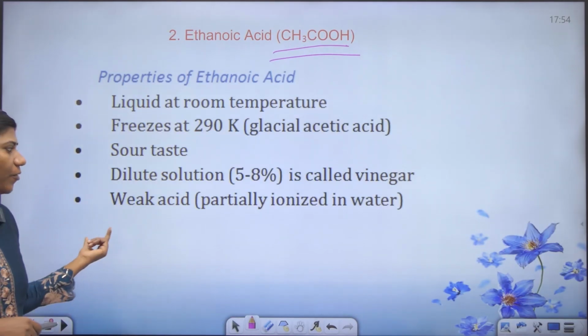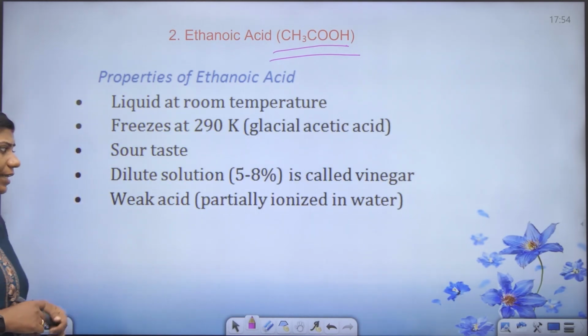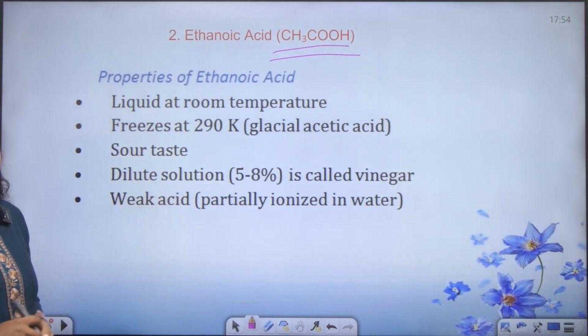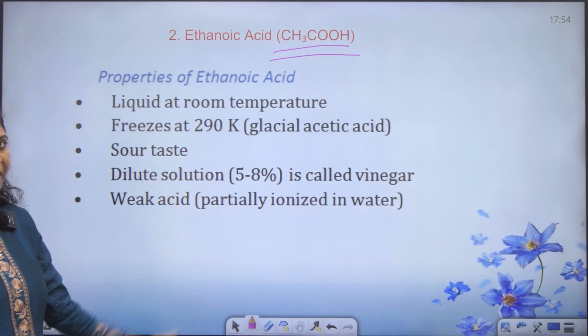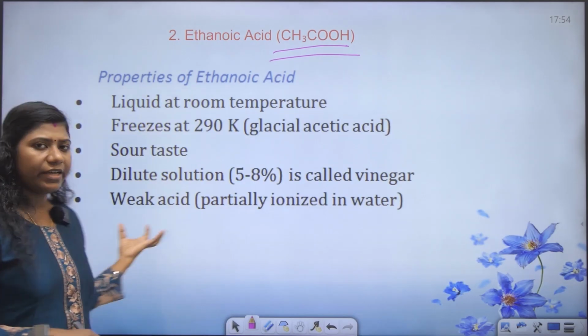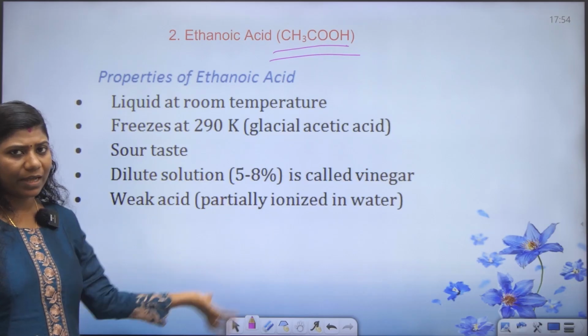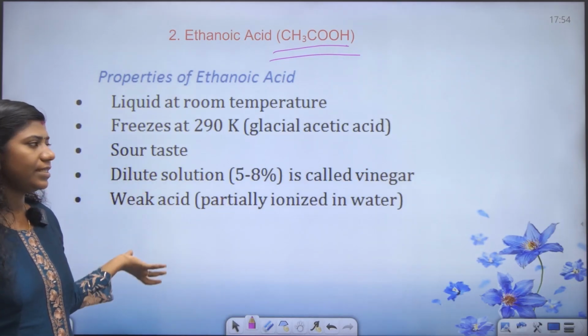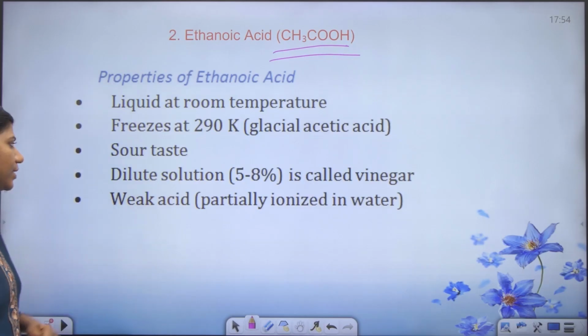Ethanoic acid, or acetic acid, or vinegar, is a weak acid. That means it is partially ionized in water. A strong acid is completely ionized in water. HCl and H2SO4 are strong acids and are completely ionized in water. But ethanoic acid is a weak acid, so it is only partially ionized in water.